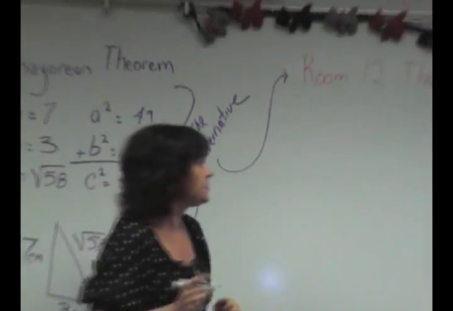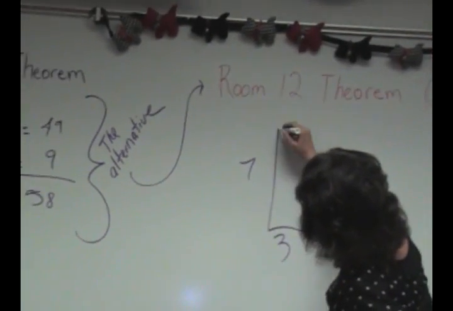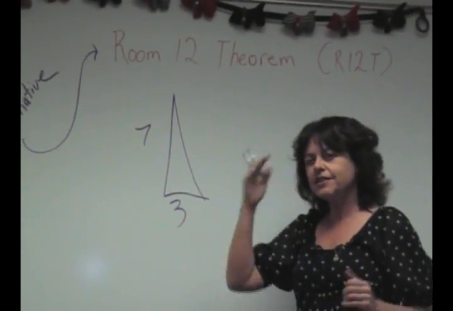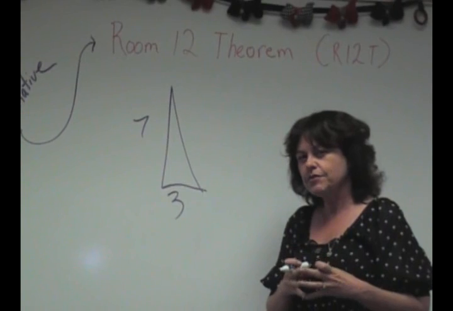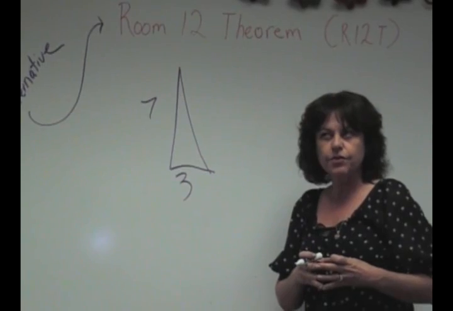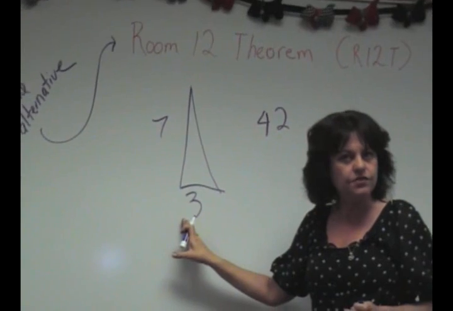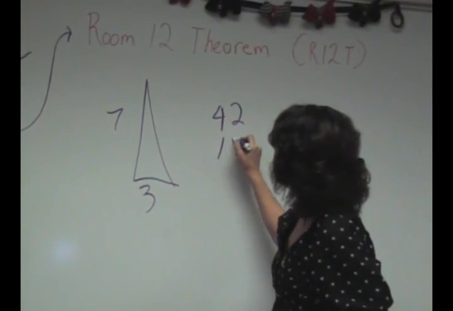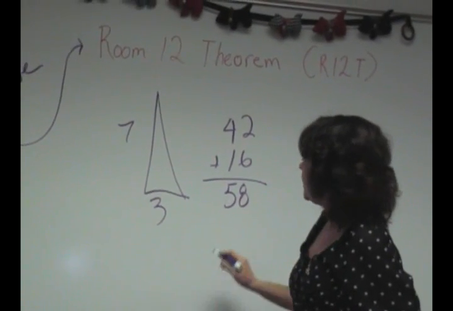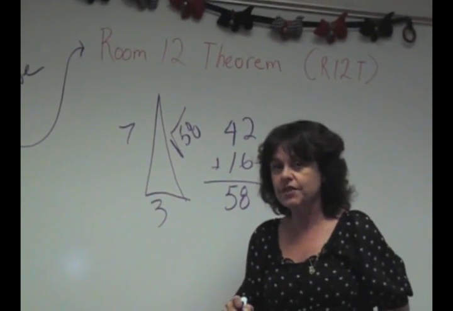This is the alternative. In a right triangle with lengths of 7 and 3, I could do this in my head. I'll have a formula, but first let's do it using mental math. 7 times 3 is 21. 21 times 2 is 42. The difference between 7 and 3 is 4. 4 squared is 16. If I add these together, I get 58. And again, the length is the square root of 58.